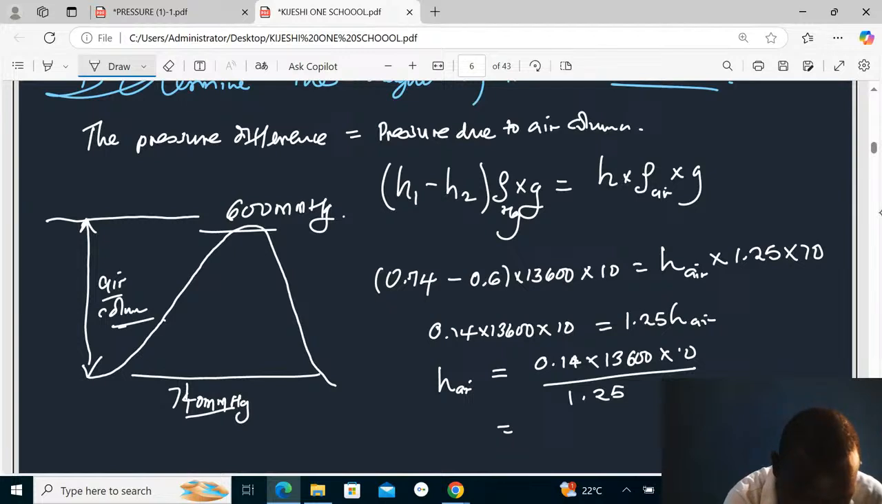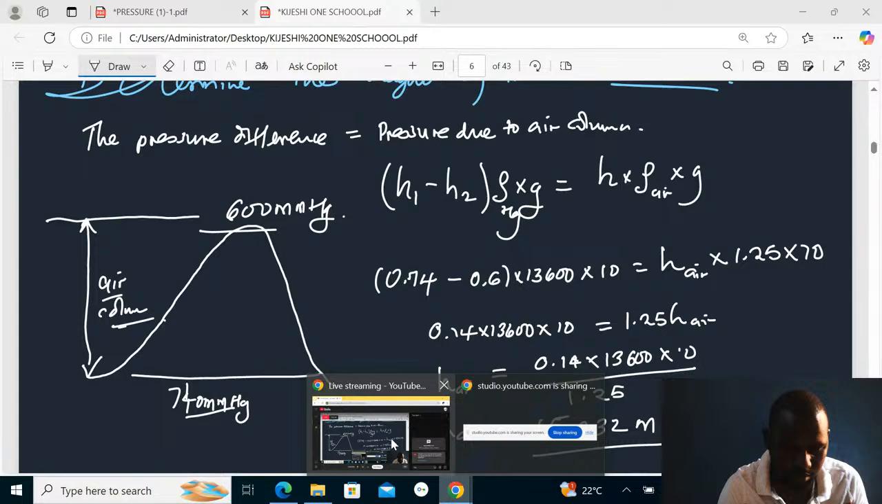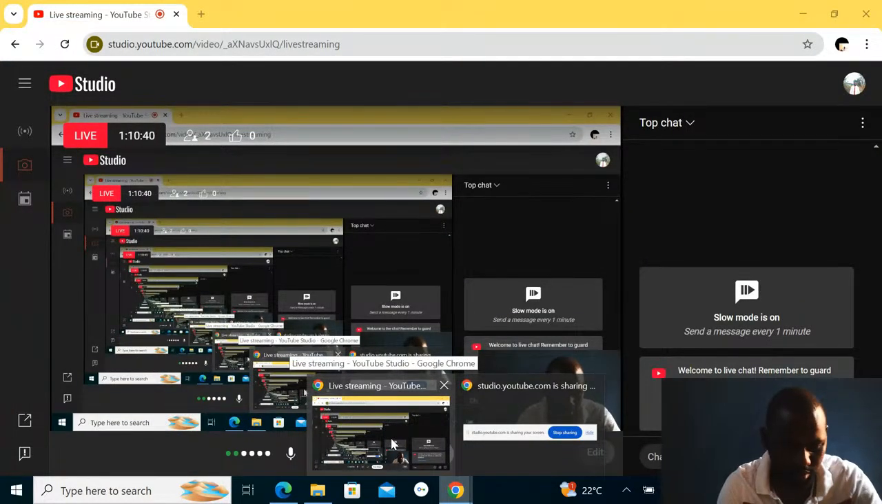Going to get 15,232 meters. And this becomes the height of the mountain, the height of the air column, and this also is the height of the mountain. That is the height of the mountain.